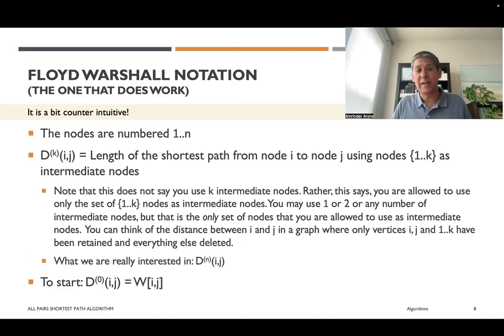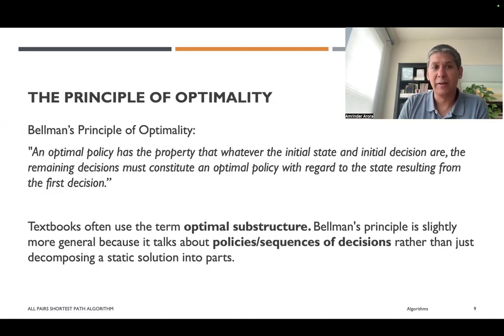Now in this case, d^0_ij means that you're not allowed to use any node as an intermediate node. So it's either w_ij, and if w_ij is not defined, that is interpreted to be infinite. That means if two nodes don't have an edge between them, essentially it's infinite. So that's basically the Floyd Warshall notation.